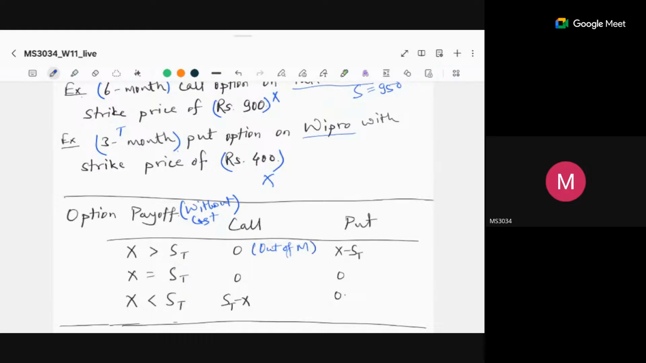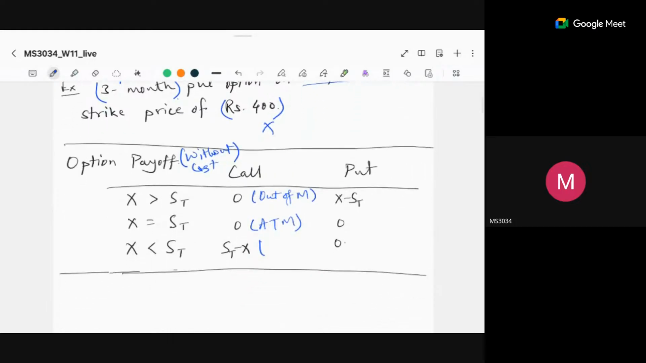And when the strike price is the same as the stock price, in that case whether you exercise or not, in both cases your payoff will be zero. So it is up to you. So it is at the money. And when my market price is higher than my exercise price, in that case, if you exercise your call option, then you will earn a payoff of ST minus X.